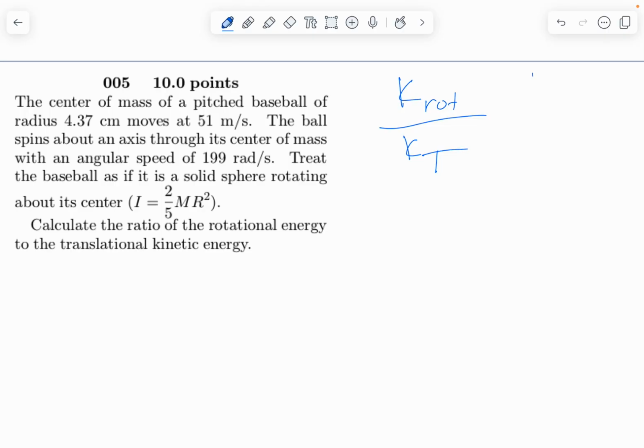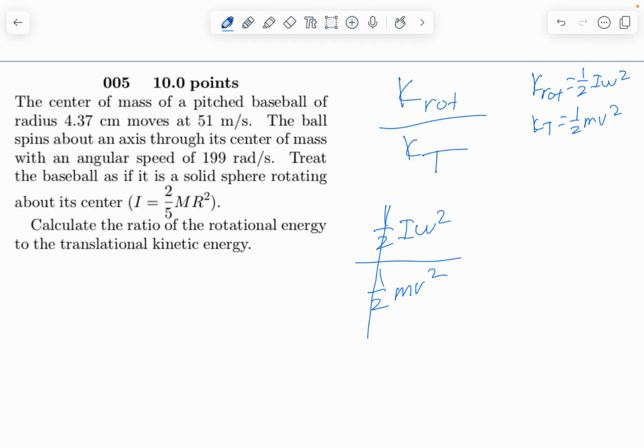So then you'll need the formulas. K rotational is 1/2 I omega squared. And then K translational is 1/2 mv squared. So we can start plugging in. K rotational, I'll write 1/2 I omega squared, and translational is 1/2 mv squared. So then 1/2 on top, 1/2 on the bottom, those cancel out. So what we end up with is I omega squared over mv squared.